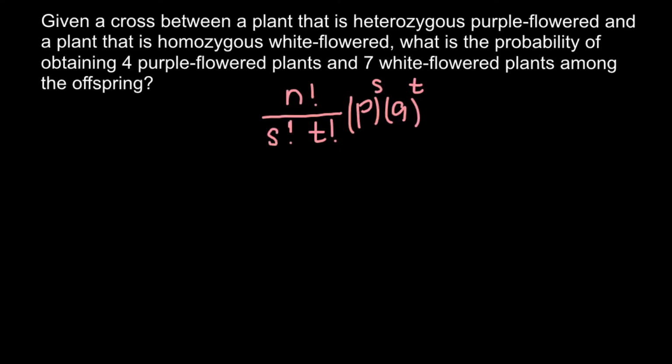As you see, the total number of events would be 11. So let's put 11 factorial on top, and I will also explain what a factorial is and how to use it. The number of the first type of events S is 4, so 4 factorial, and the number of the second type of events is 7, so 7 factorial for the white flowers. Now we have to multiply by the probability of type 1 events. What is the probability when we cross a heterozygous purple flowered plant with a homozygous white flowered plant? This is very easy.